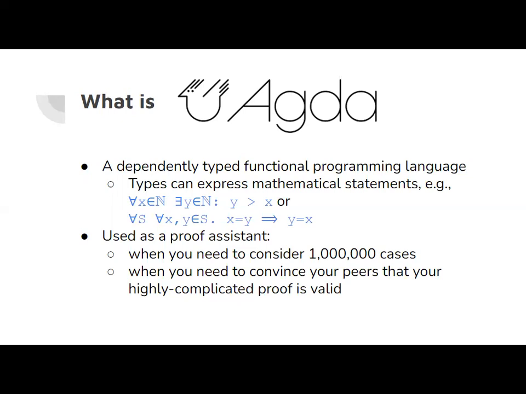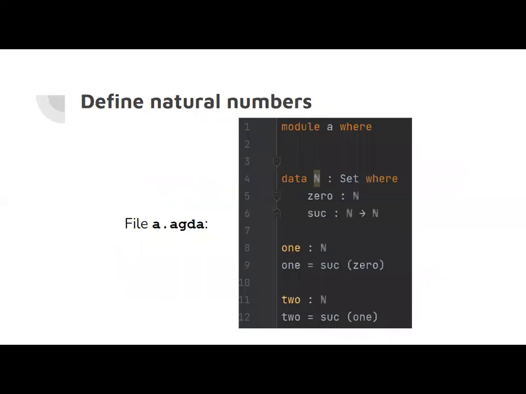It is mostly used as a proof assistant. So if you need to consider 1 million cases in your proof, you can use a proof assistant such as Agda. Or maybe if your proof is so complicated that the others won't believe you that you actually proved the result unless you formalize it in some programming language such as Agda, you can again use it to convince the others that your proof is actually valid.